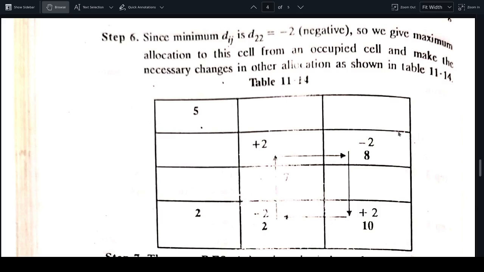In cell number 2, 2, when we give plus 2, then plus 2 and minus 2 is 0, because minus 2 is not an allocation. So plus is. Here you see, minus 2, here we give plus 2. So you will not be confused. When we give plus 2, then minus 2 plus 2 is 0, because minus 2 is not an allocation.